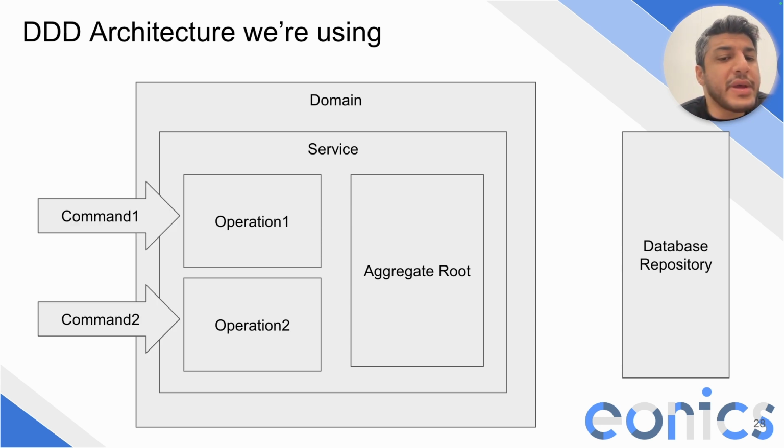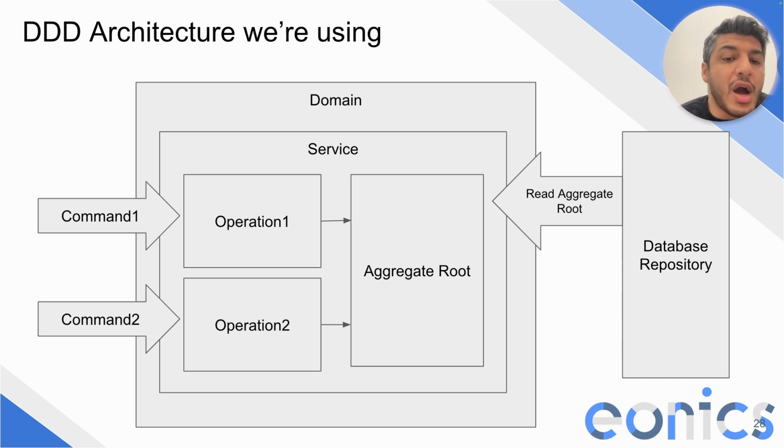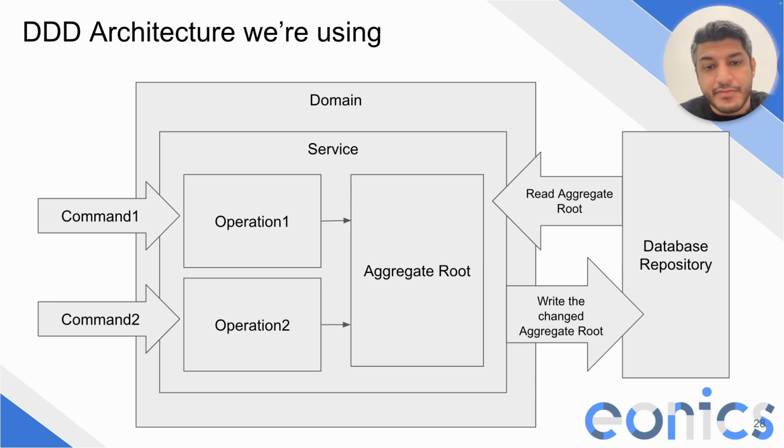So commands come in and operations are executed, and then we read the aggregate root data. Now the data is populated in the aggregate root, and then our operations get executed, and in turn, the methods in the aggregate root regarding that operation are executed as well. Then some changes happen in the aggregate root, and after the change, we write the changed aggregate root to the database.